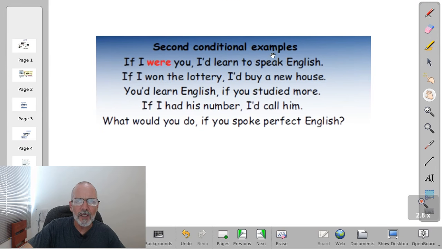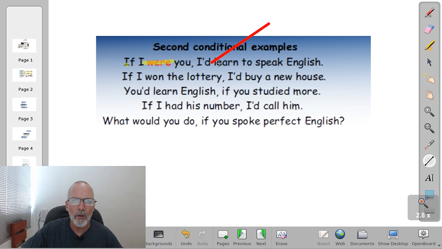Finally, we have the second conditional. Remember, the second conditional is unreal. So when we're talking about imaginary, 100% imaginary situations, we need to use the past form of the verb here. And additionally, in the first one, which says, if I were you, I'd learn to speak English. So remember this here.